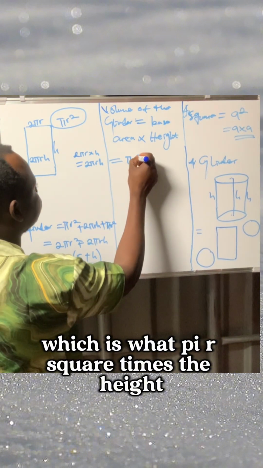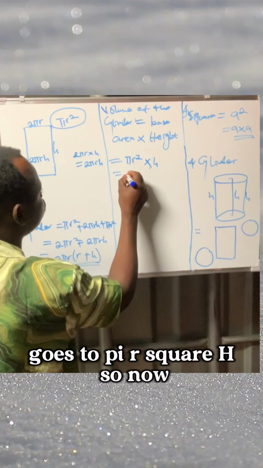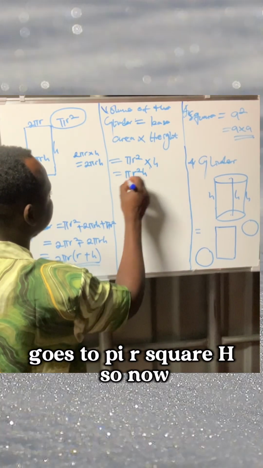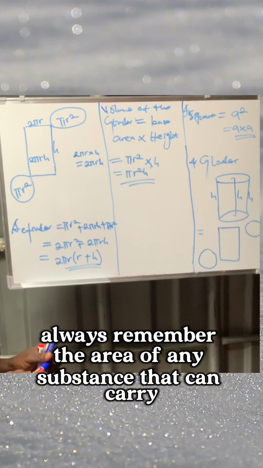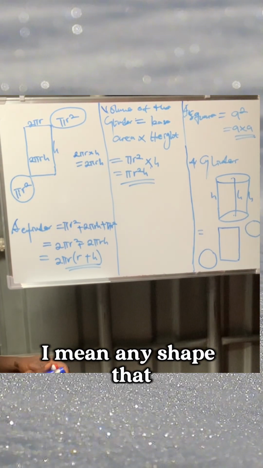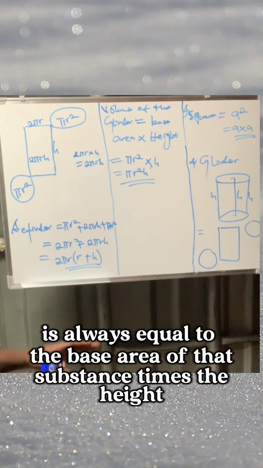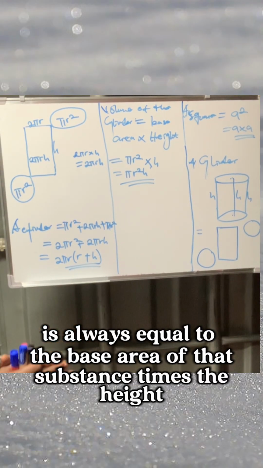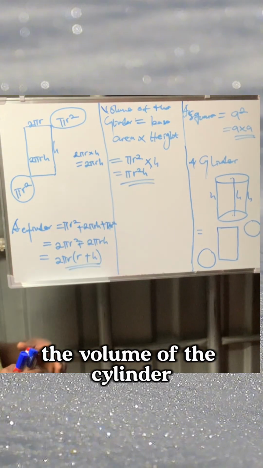Pi r squared times the height, which is h. So it will be equal to pi r squared h. Now, always remember, the volume of any figure that can carry a substance is always equal to the base area times the height. So this is the volume of the cylinder.